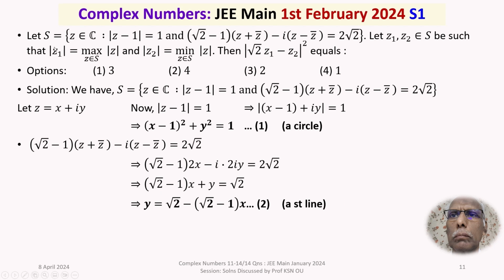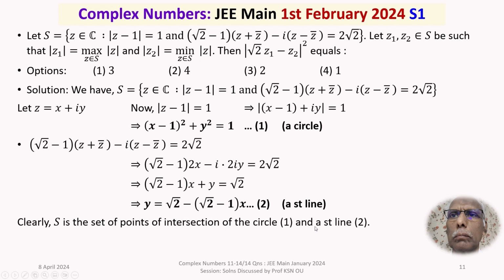And S is what? S is the set of all those points of intersection of the circle and this straight line. Clearly, S is the set of points of intersection of the circle 1 and the straight line 2. Let's find out what are the points of intersection.